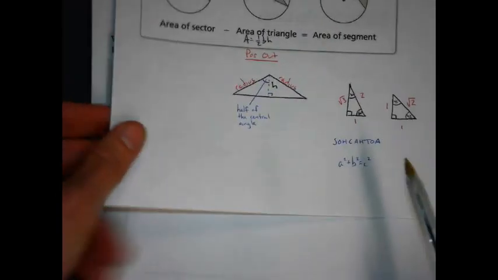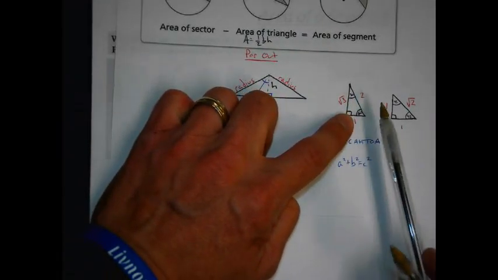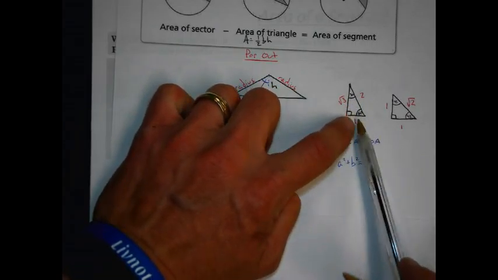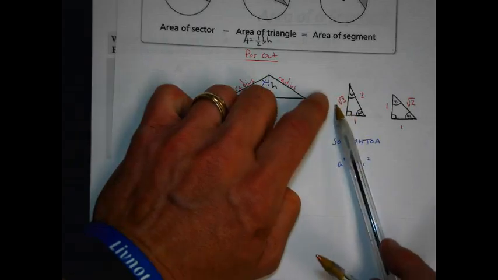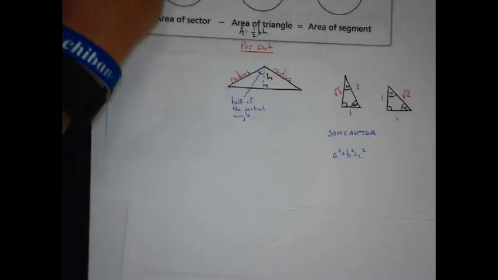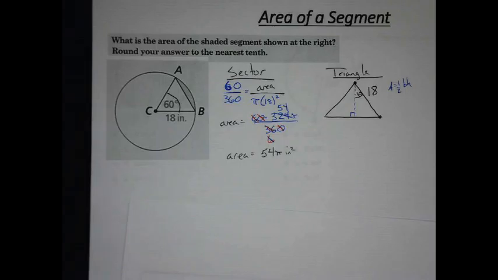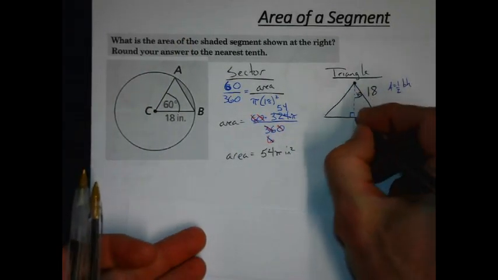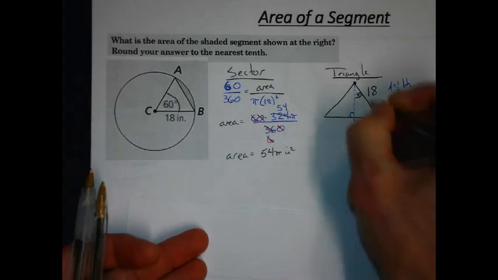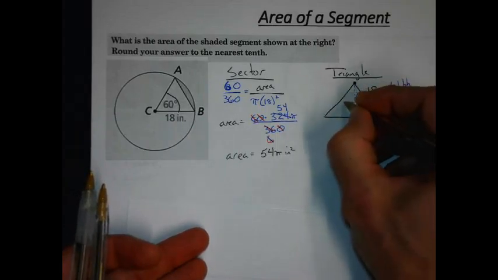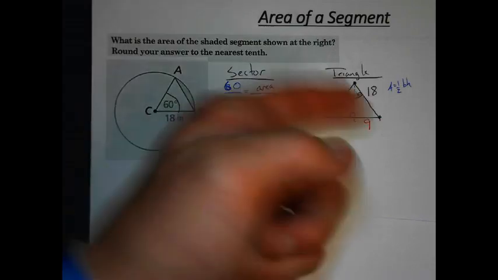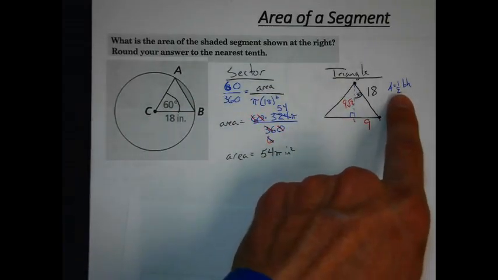So remember how the 30, 60, 90 right triangle works. In a 30, 60, 90 right triangle, the hypotenuse is 2 times the short leg, and the long leg is the short leg times the square root of 3. So we have to remember that refresher. In this case, if the hypotenuse is 18, that means our piece of the chord here is 9, and the height of our triangle is 9 times the square root of 3.